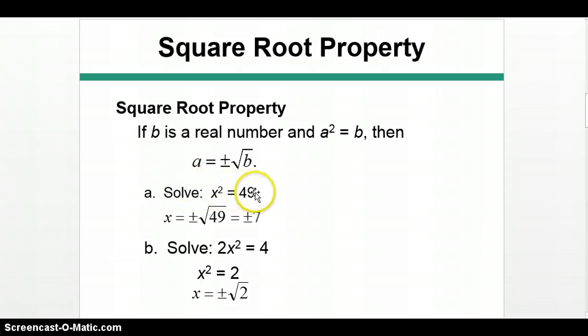Solve x squared equals 49. By using the square root property, x equals plus or minus the square root of 49, which equals plus or minus 7. Solve 2x squared equals 4. Divide both sides of the equation by 2. We'll get x squared equals 2. By using the square root property, x equals plus or minus the square root of 2.